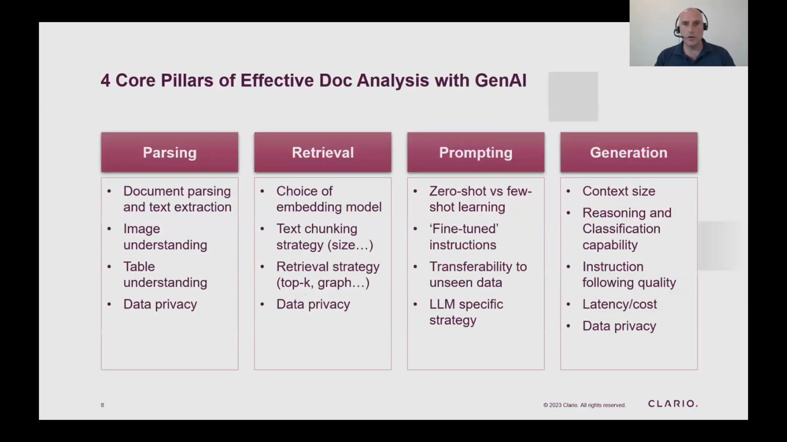So what we found as part of our R&D, our research and our product development, is that there are, in fact, 4 core pillars to effective document analysis with GenAI. Right, so if we start at the beginning here, you've got the concept of parsing, which is you take a document, you extract the text, you extract the information from it.